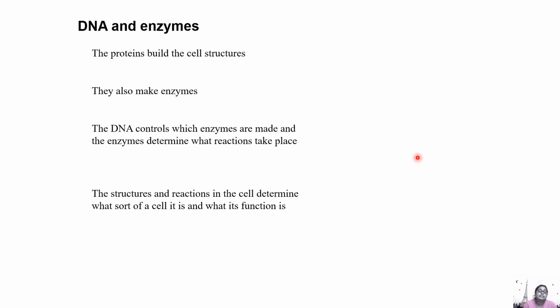And as we know, there's a huge cascade of reactions happening in our body, like a pathway of reactions. If one of the enzymes does not function, then the previous substrate will accumulate, and that might lead to a toxic atmosphere inside the cells. So there's a whole lot of things depending on this sequential cascade, that each enzyme needs to be properly functional for the entire pathway to happen. And the structures and reactions in the cell determine what sort of cell it is and what its function is, definitely. Okay. So DNA exerts its control through the proteins, through the enzymes, correct?